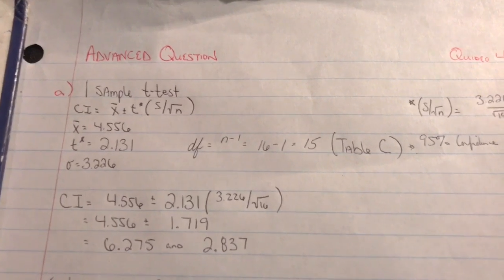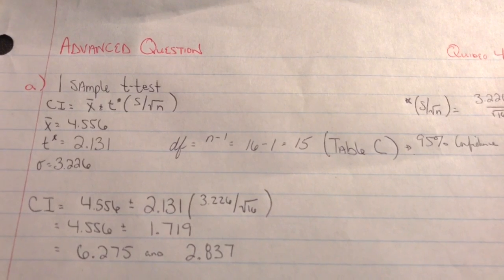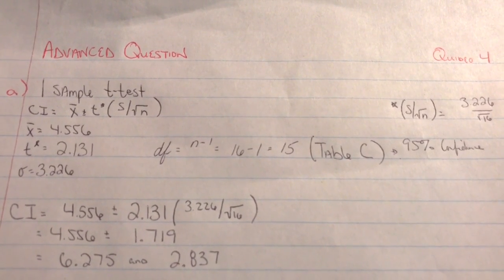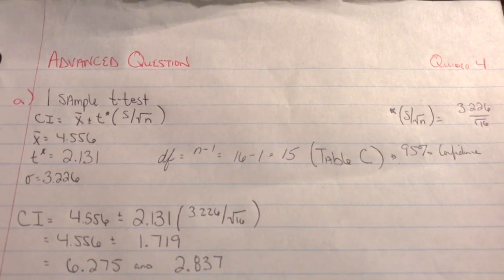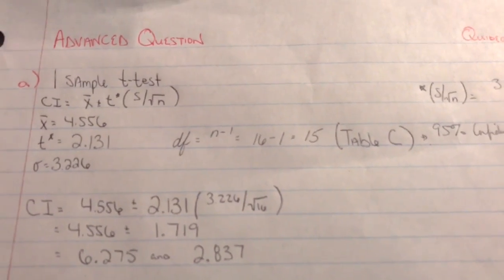Now, in order to find your t star for this question, which is going to be 2.131, you're going to need to find your degrees of freedom, which is n minus 1, and your n in this problem is 16. So you can do 16 minus 1, which is going to be 15. You can use table C in the back of your textbook and come over here.